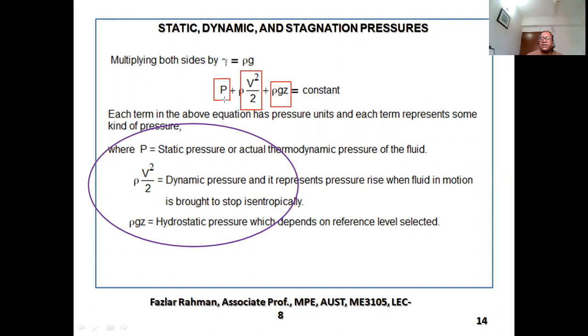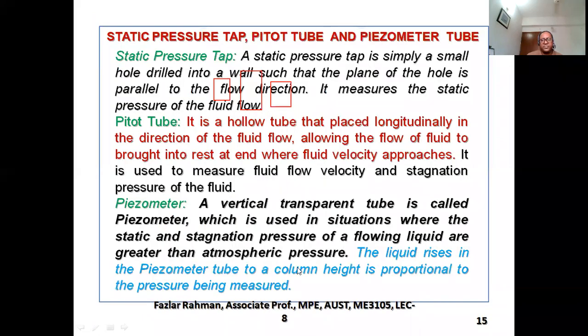To measure the pressure, you can use a pressure gauge, you can use a manometer, right? But how can we measure the velocity? That we'll figure out, okay? So, to measure the pressure, we already studied manometry. There is one thing you can figure out by static pressure tap. Just make a hole in the pipe. You can figure out the pressure.